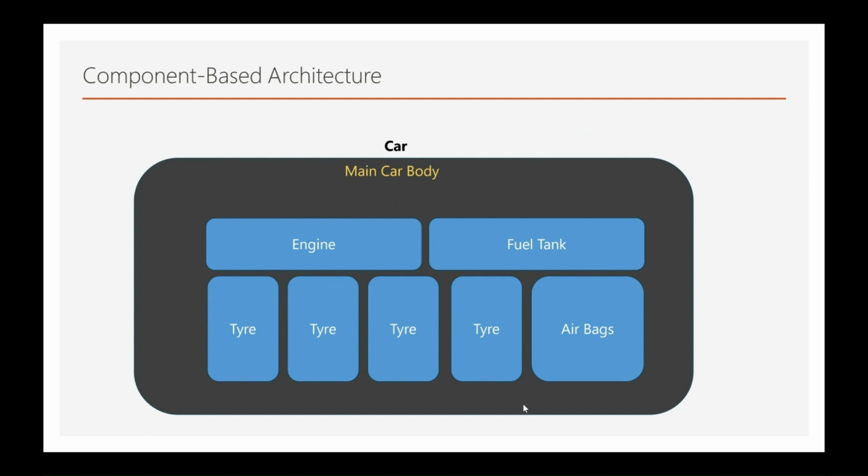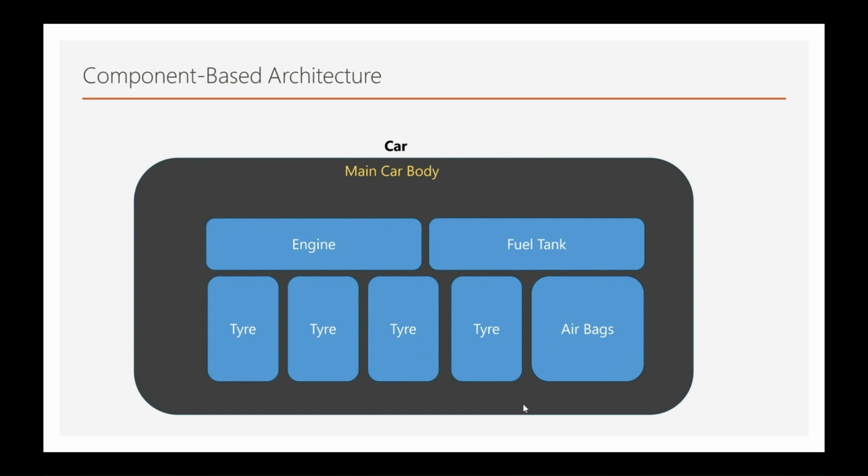Let's use a real-world example of building a car to explain the concept of component-based architecture in React.js. Imagine you are designing and building a car from scratch. The main component of the car is like its main body. It forms the foundation on which all other parts of the car will be assembled. The main body of the car consists of several essential components like engine, fuel tank, tires, airbags, and many other parts like steering wheel, seats, windows, lights, and more.